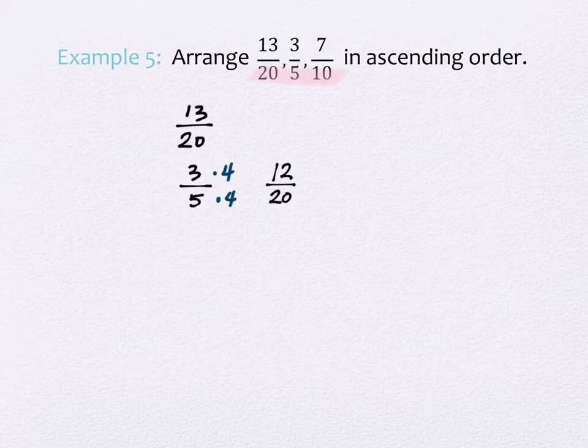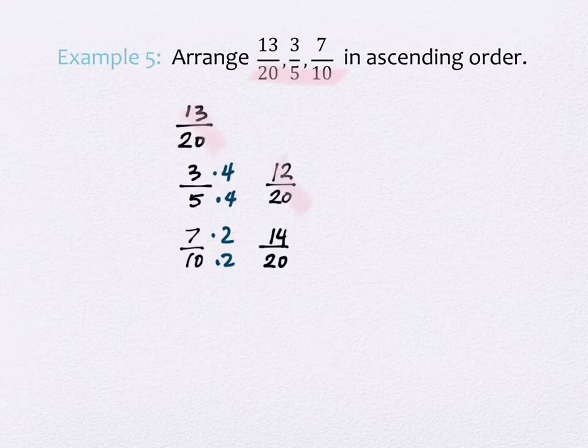12 over 20. The last one is 7 over 10. And what would I need to multiply it by? 2. Yes, and 2 over 2 is what you mean to say, right? 2 over 2. So we would end up getting 14 over 20. So these are now the three that I'm actually comparing.